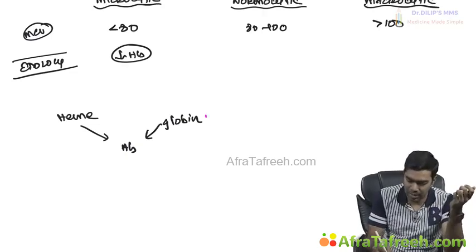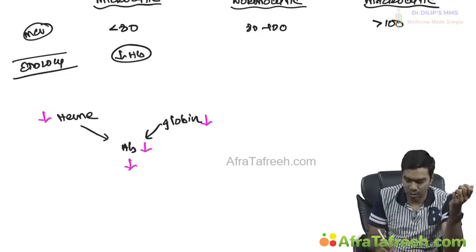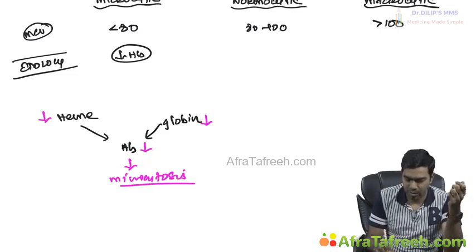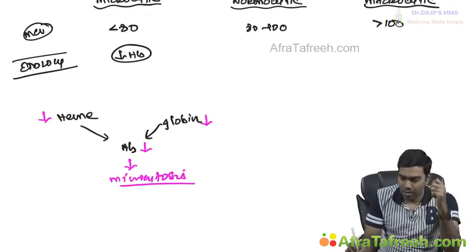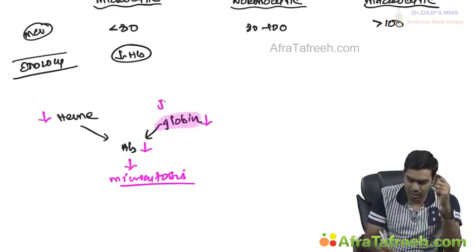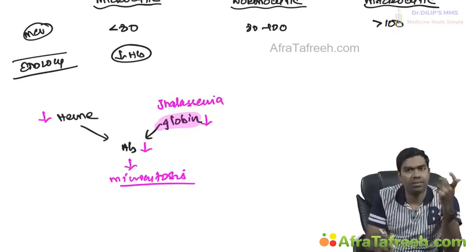So which means either reduction in the globin or reduction in the heme is going to reduce the hemoglobin, which is ultimately going to result in a microcytic RBC, microcytosis. Fine. So reduction in the globin, you know very well what is a disease. That is what we refer to as a thalassemia. And reduction in the heme is something quite different.